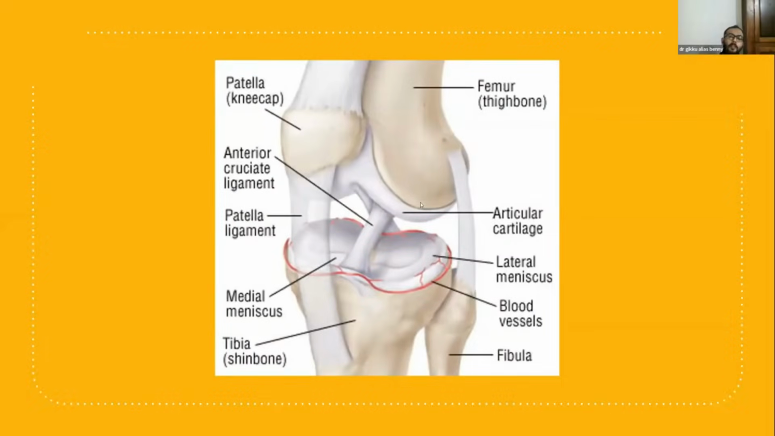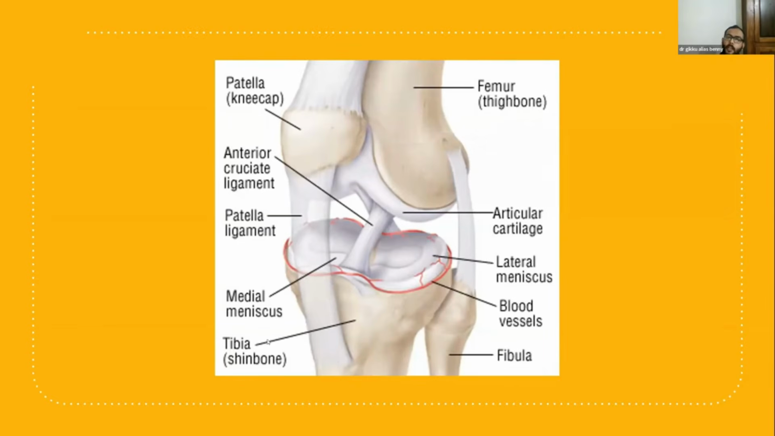This is the picture. Please note, these structures should be in our mind while we are doing the clinical examination. This is very much important. This is the lateral femoral condyle, from which the lateral collateral ligament, or fibular collateral ligament, is attached to the proximal end of the fibula. Here we can see that this lateral collateral ligament has no attachment with the menisci.